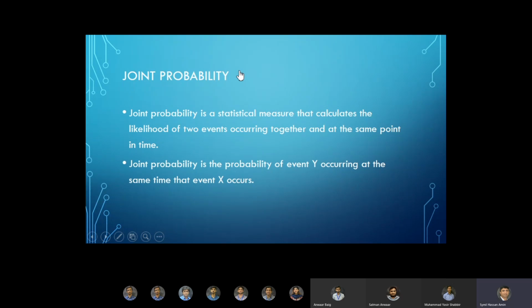That means that if event Y has occurred and we want to find the probability of event X, then we can write it as P(X given Y). So let's look at joint probability. Joint probability is a statistical measure that calculates the likelihood of two events occurring together and at the same point in time. The events are X and Y, and you are interested in finding out the probability or likelihood of these events occurring together. So it's a simple concept where we are looking at multiple events occurring together.